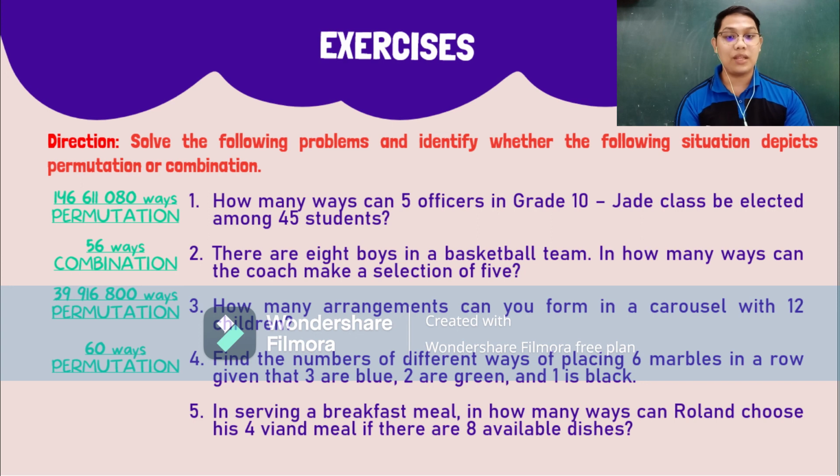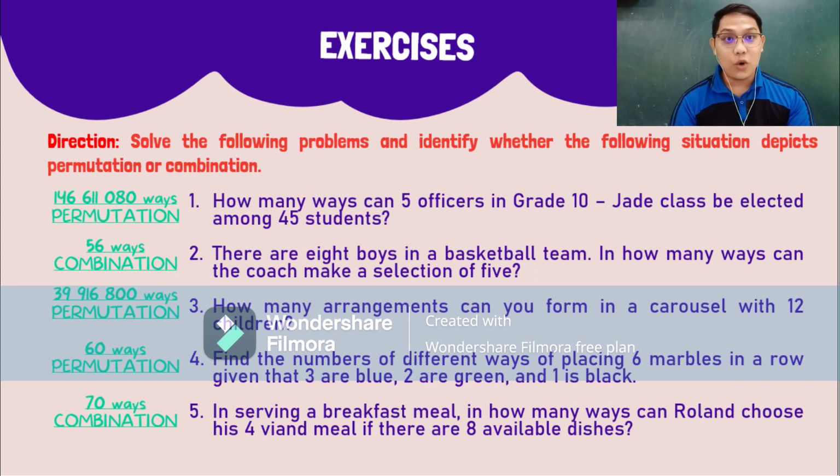Last number, number 5. In serving a breakfast meal, in how many ways can Roland choose his 4 viand meal if there are 8 available dishes? The answer is 70 ways, and it is a combination. And that is our exercises for today's video.